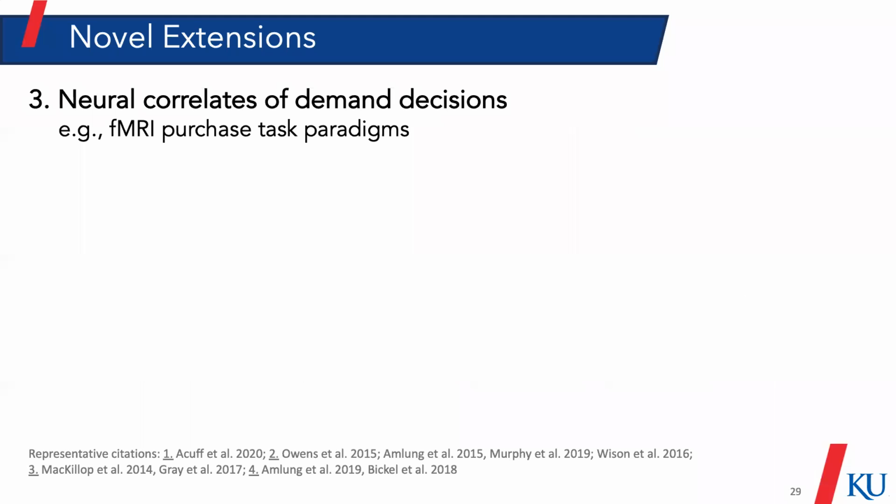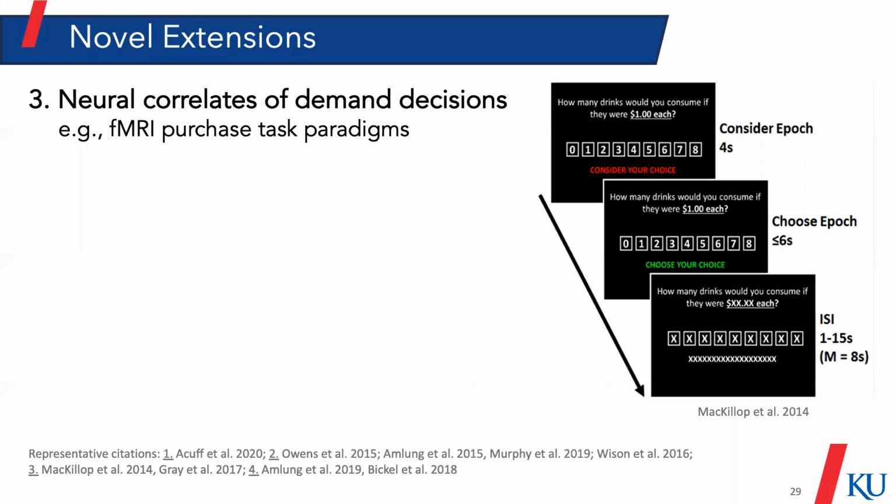The last two we're going to talk about are neurocorrelates of demand decisions. If you are interested in applying this from a neuroeconomic standpoint, there are paradigms now where the purchase task has been adapted for use in an MRI scanner environment. Obviously you're lying on your back inside of an MRI scanner, you can't speak, you can't really type your answers in. So we had to figure out a way to make this work. The way we did that was with the number line here, and they use a button box to toggle to the left and the right.